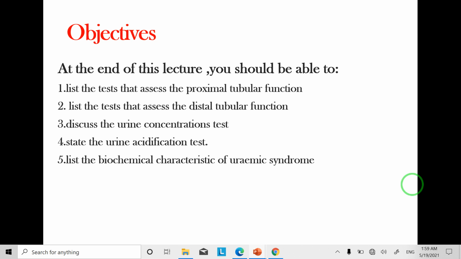Also, we will know about the urine concentration test and the urine acidification test, and how we can interpret the result in each condition. And we will state the uremic syndrome, what the biochemical characteristics of this syndrome are, and the significance of it.